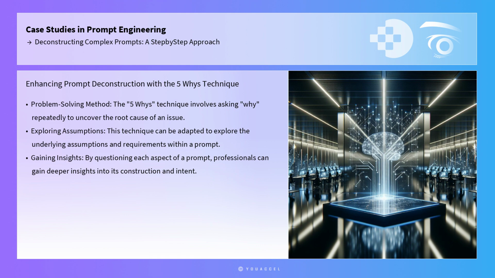For example, when tasked with generating a report on the impact of artificial intelligence on healthcare systems in developed countries, a prompt engineer might ask, why focus on developed countries? Why healthcare systems? Why the impact of AI specifically? These questions help clarify the prompt's purpose and guide the engineer in crafting a response that aligns with the intended objectives.